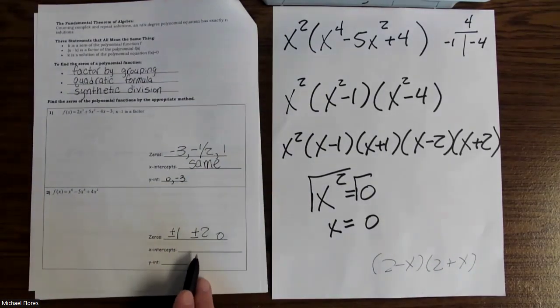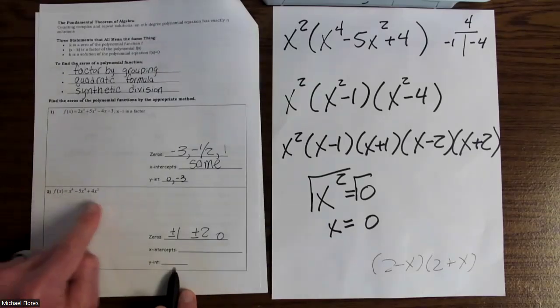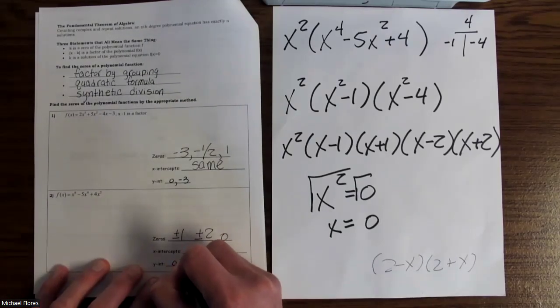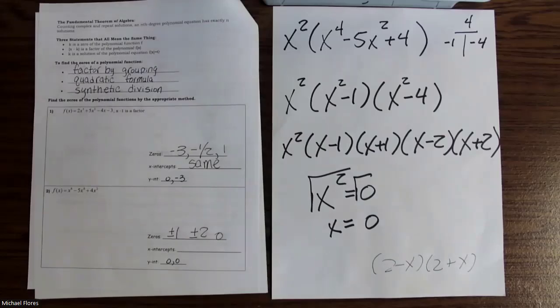Those also happen to be our x-intercepts. You could write same. Y-intercept. This is written in standard form. There is no constant, 0, 0. Move on to the next slide when you're done with that.